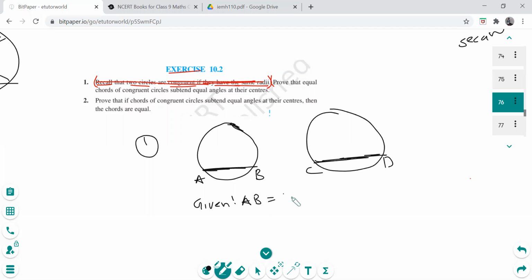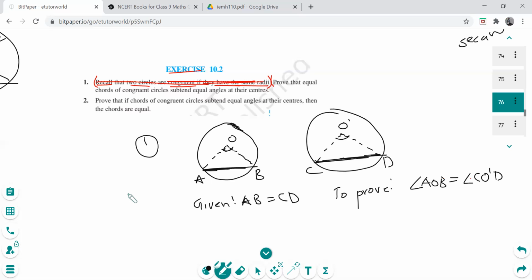AB and CD, it's given. They subtend equal angles at the center. This we have to prove. See, in theorem 10.1, it was within the same circle. Now we are talking about two different circles, right? So let's call the centers O and O dash, or O prime. Now we need to prove that this angle is equal to this angle. So to prove, angle AOB is equal to angle CO dash D. This we have to prove.